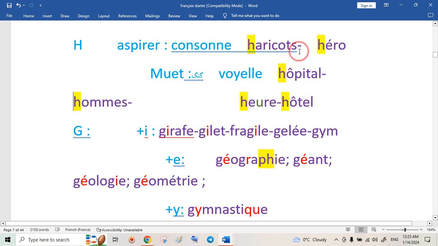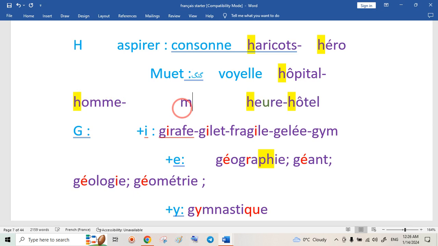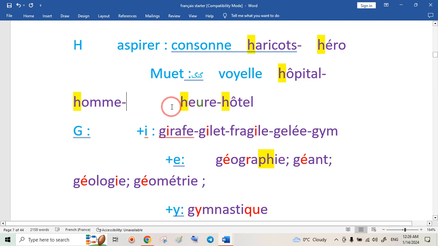So haricot means bean, héros, hero, hôpital, hospital, homme. Homme means man. And heure, hour. Heure means hour. Hôtel, you know, hotel.